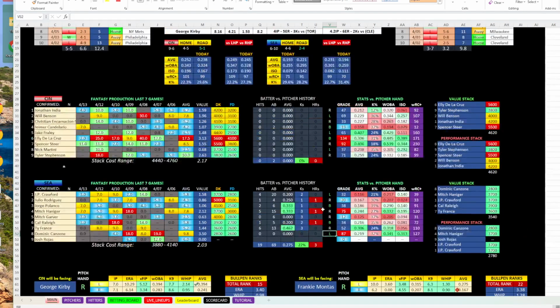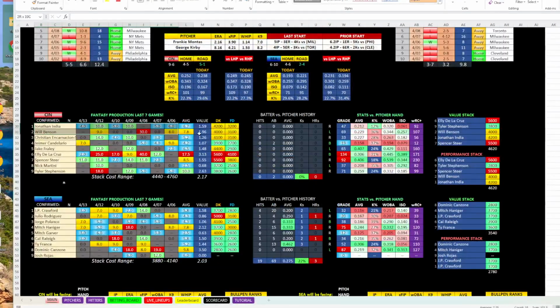Oh, sorry, I'm looking at the wrong team. Sorry, Kirby is going to face Cincinnati. And we look at that. I was thinking that was a little less. So we've got 1, 2, 3, 4, 5. So we have 5 hitters that can hit from the left side of the plate of the 9.